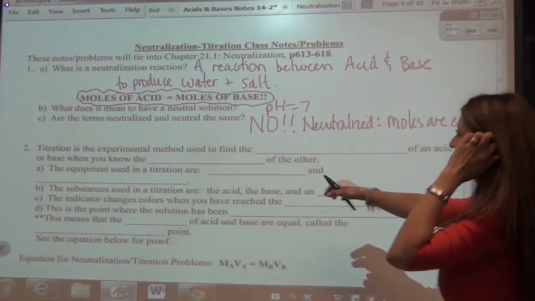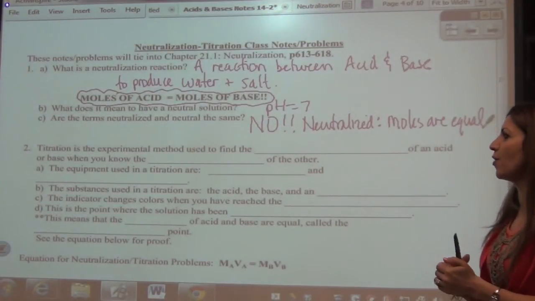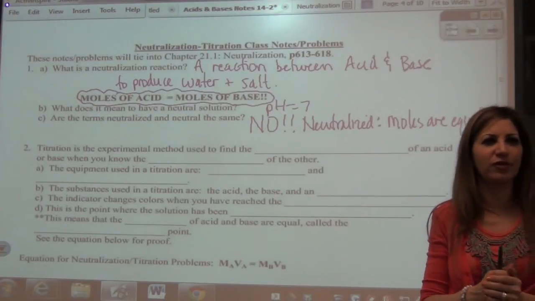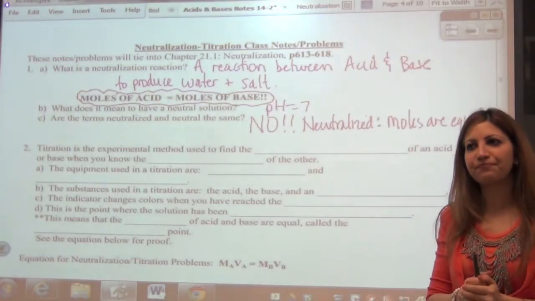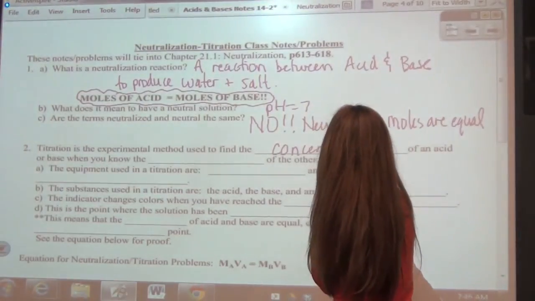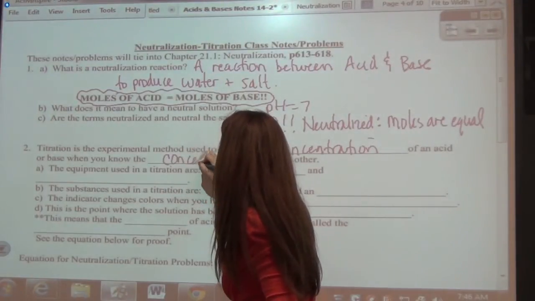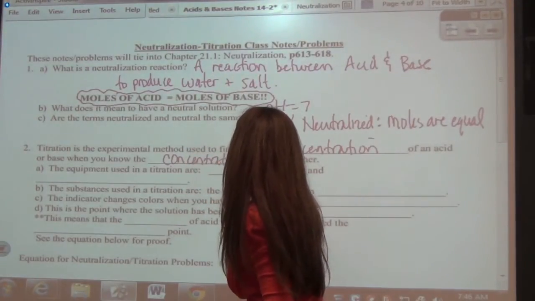So titration is the experimental method that's used to find the concentration of an acid or a base when you know the concentration of the other. What do you think we're looking for? Starts with a C. The concentration? Concentration. Awesome.